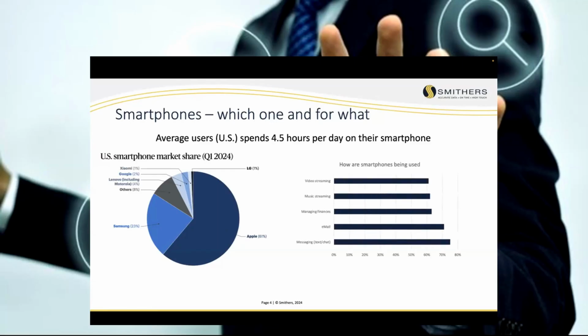How are they using them? Well, about 75% of them are doing text messaging and chatting. About 72% are actually doing email. 60+% of us manage our finances on our cell phones. And then 60% of us are video streaming or music streaming, which means we're definitely putting demands on the system.